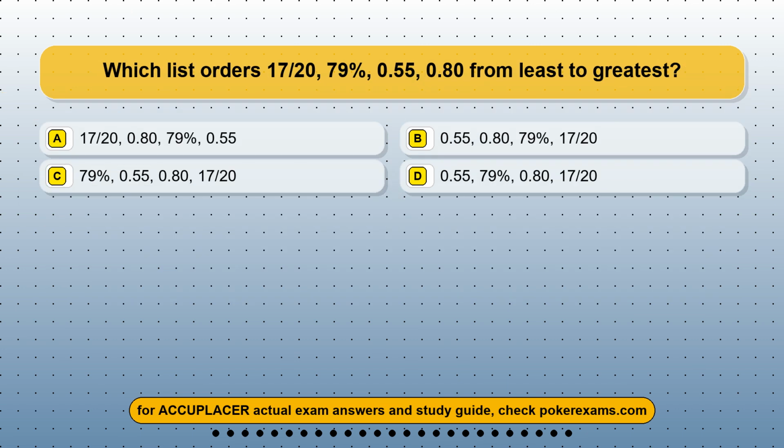Question 22. Which list orders 17/20, 79%, 0.55, 0.80 from least to greatest? Option A 17/20, 0.80, 79%, 0.55. Option B 0.55, 0.80, 79%, 17/20. Option C 79%, 0.55, 0.80, 17/20. Option D 0.55, 79%, 0.80, 17/20.